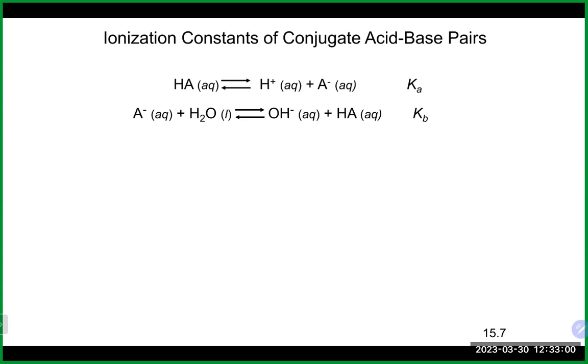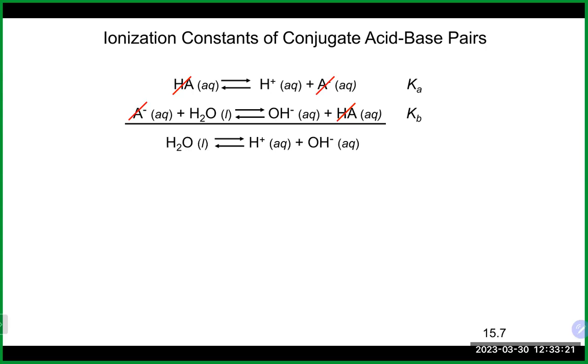If you actually took the Ka value, which is what we have here, and the Kb value, which is this generic equation, and you add the weak acid reaction to the weak base reaction, you get pretty much water. So that cancels out, and you're left with really the formation of water, which we know is also a Kw value, right? Also an equilibrium constant.